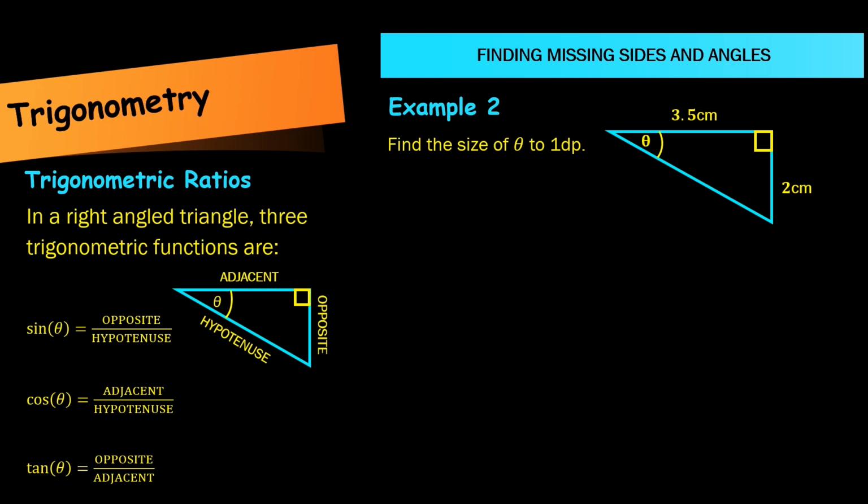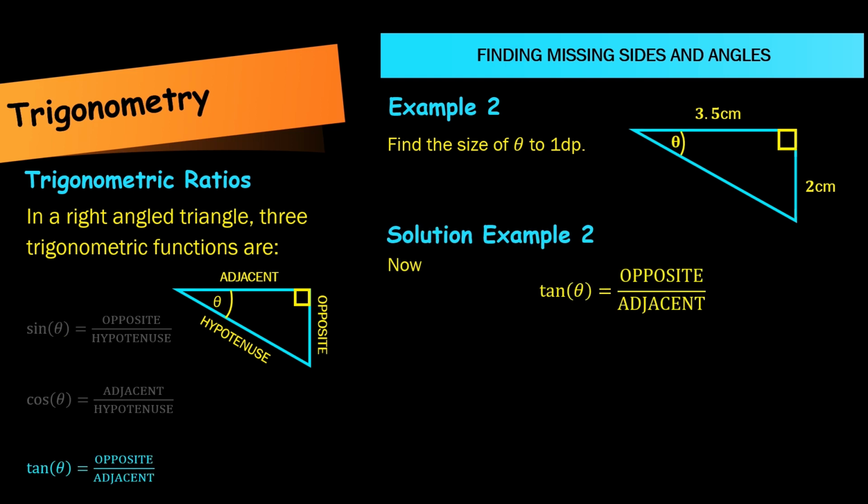Let's now have a go at another example. We're required to find the size of theta to one decimal place. The side opposite theta is 2 centimeters, and the side adjacent to theta is 3.5 centimeters. So we're going to use the formula tan theta equals opposite over adjacent.